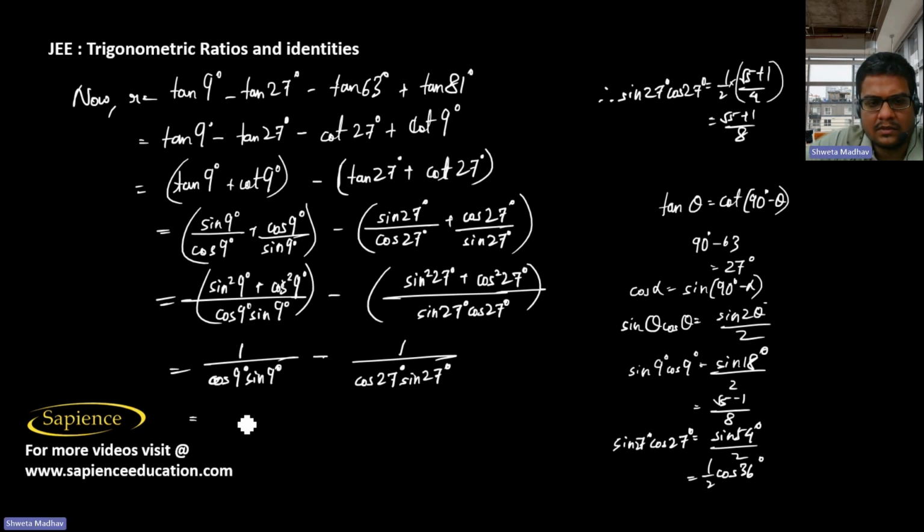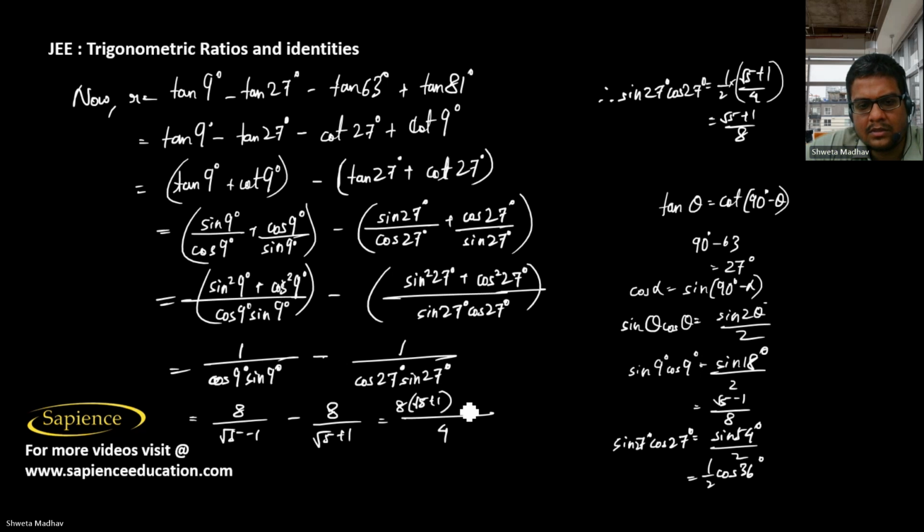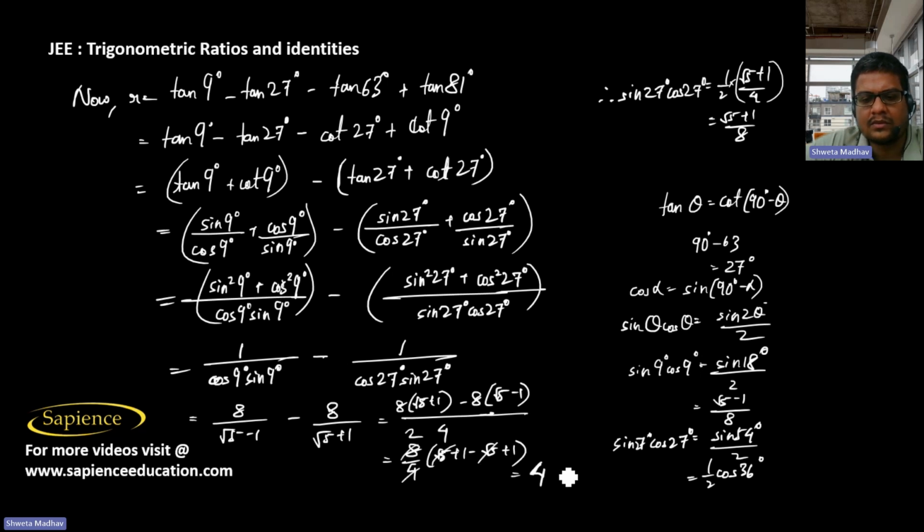So this value is 8 by root 5 minus 1 minus 8 by root 5 plus 1. Now if you take the LCM, then we will have 5 minus 1, that is 4. And this will be 8 into root 5 plus 1 minus 8 into root 5 minus 1. And this will be 8 by 4 into root 5 plus 1 minus root 5 plus 1. Root 5 will cancel. 4 into 8, so 2 into 2, that is 4. So 4 is the answer. So r value is 4.